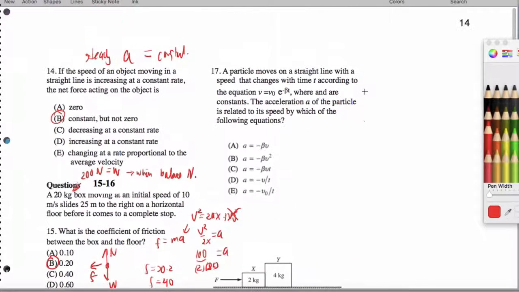Now for 17, a particle moves in a straight line, so let's be clear. The acceleration is dv/dt, which is going to be, when we take the derivative of negative beta v naught e to the negative beta t. Now notice, this expression here is just the same thing as v. So the acceleration is negative beta times v.